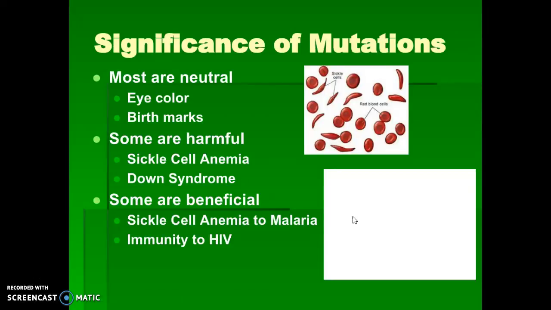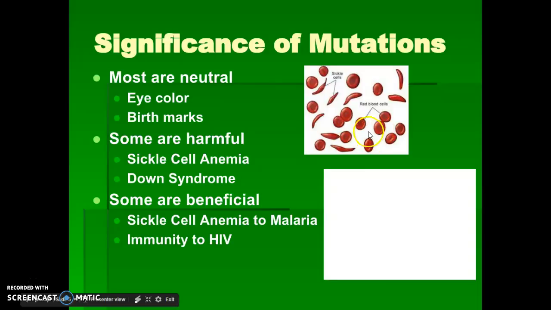Some mutations can be good, can be bad, and most are neutral. So eye color is a neutral mutation, and blue eyes would be a mutation, but it doesn't hurt me to have blue eyes. Birthmarks are also a neutral type. Some can be harmful. One kind is sickle cell anemia.